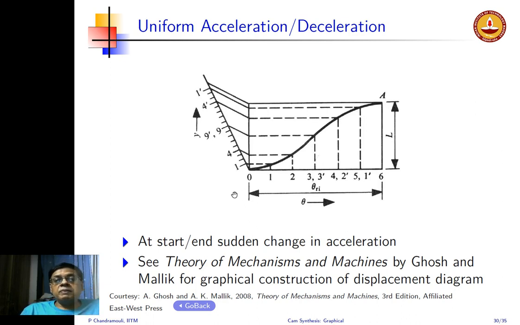But the problem here is that at the start and at the end, I have uniform acceleration right from the beginning. So I go from zero acceleration to some uniform acceleration. Here I go from some deceleration to zero instantaneously. So that means the jerk is discontinuous at this location.